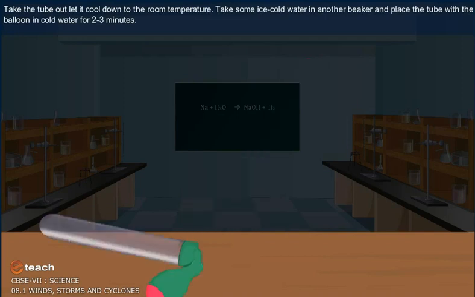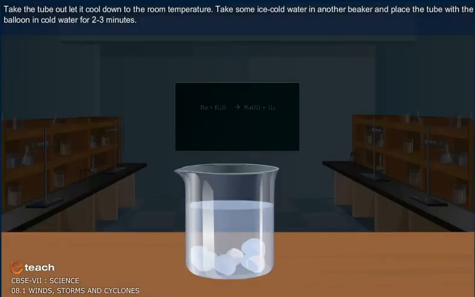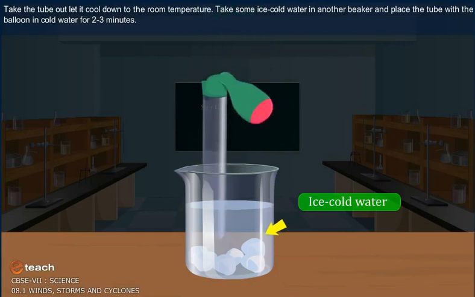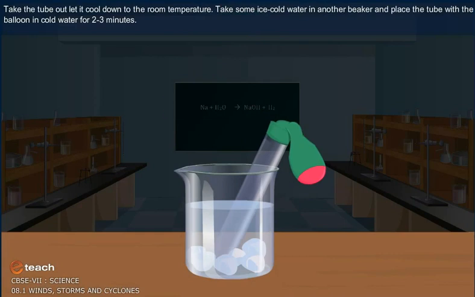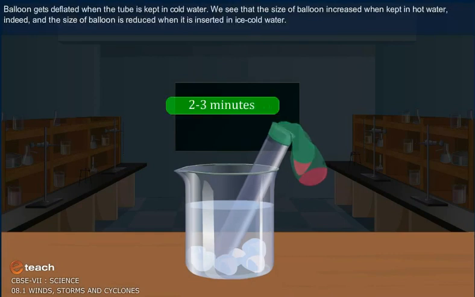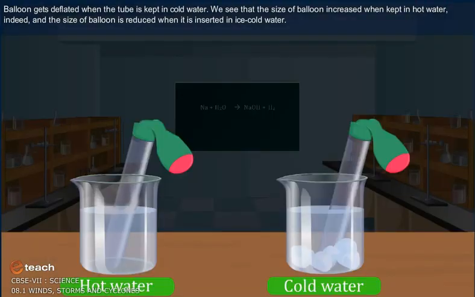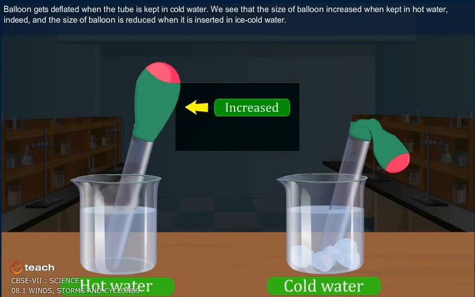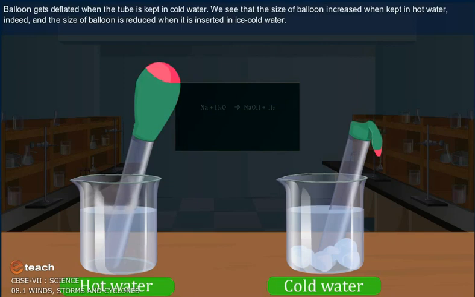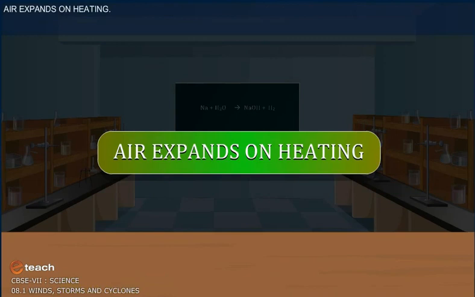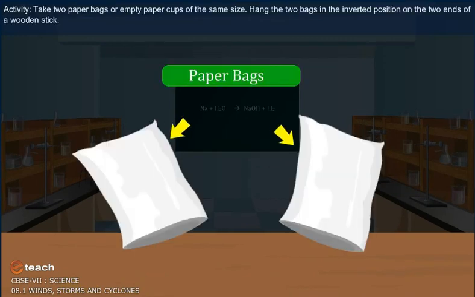Take the tube out, and let it cool down to room temperature. Take some ice-cold water in another beaker and place the tube with the balloon in cold water for 2 to 3 minutes. The balloon gets deflated when the tube is kept in cold water. We see that the size of the balloon increased when kept in hot water, and the size of the balloon is reduced when it is inserted in ice-cold water. Air expands on heating.